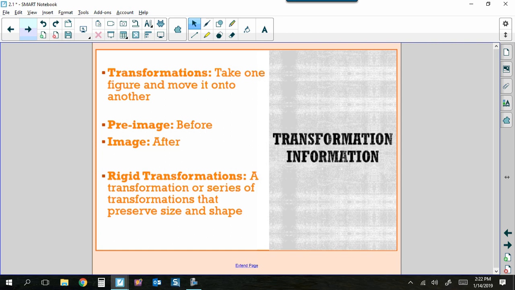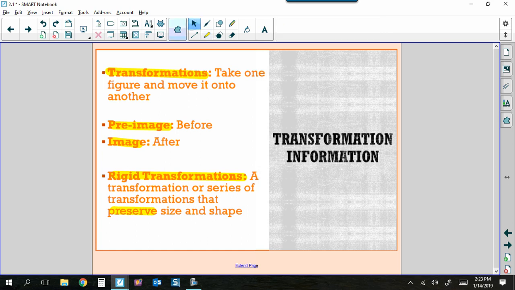And then specifically, rigid transformations are a transformation or series of transformations that preserve size and shape. So remember, preserve means it keeps the same size and shape. So we're dealing with pre-image and image that are always congruent to each other in this particular chapter. So a couple of your vocabulary words just right here on this page: transformations, pre-image, image, rigid transformations, and the word preserve. So you can go ahead and add those to your vocabulary section right now.